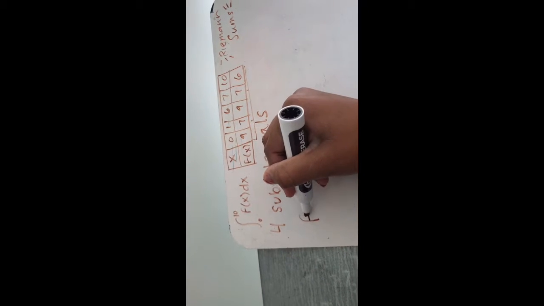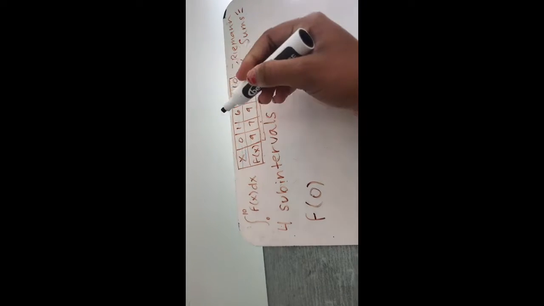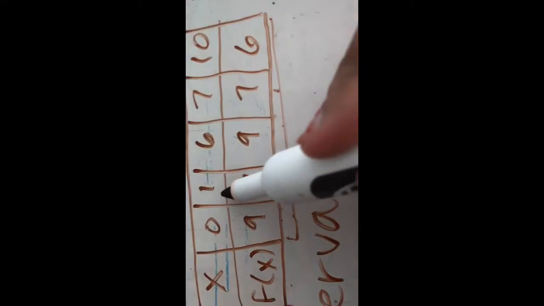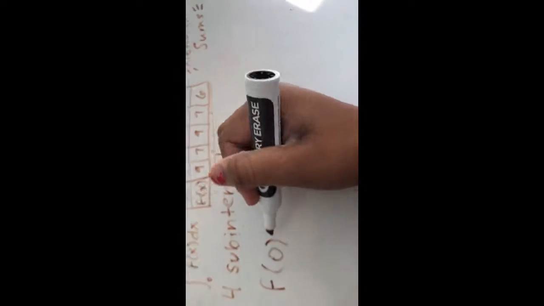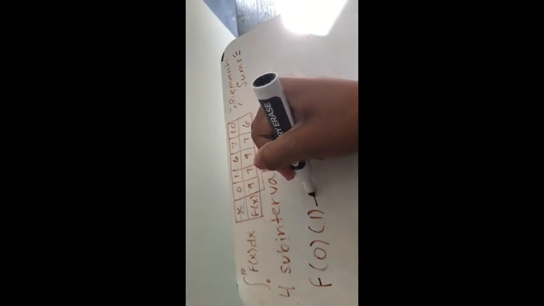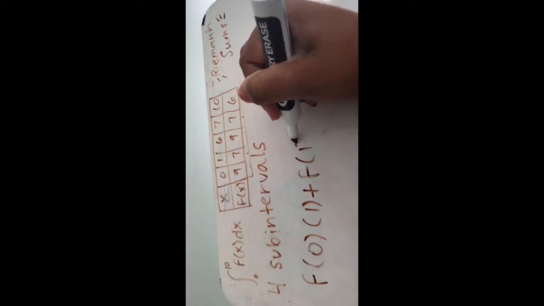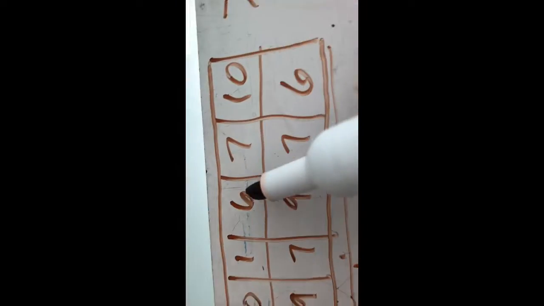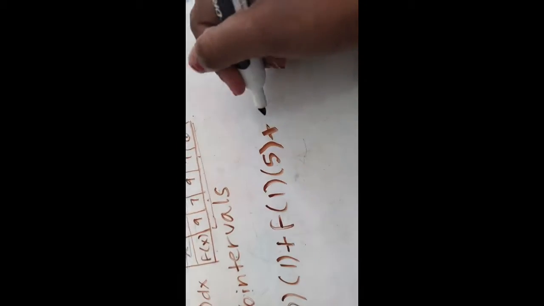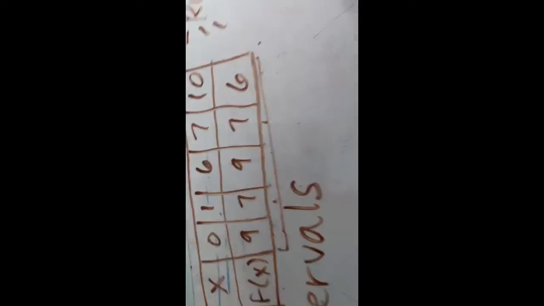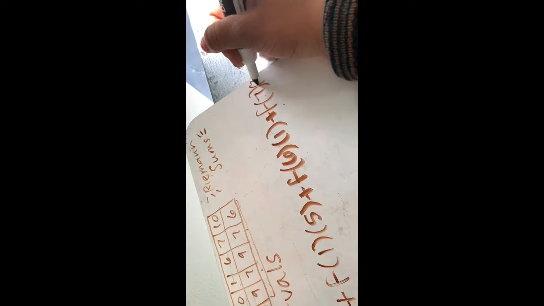F of 0, because we're starting from the left. And then we're gonna look at the width between these two things. So 0 to 1, that's just 1. So f of 0 times just 1 plus f of 1, because we're going to the left, times how much is between 1 and 6? Just 5. Plus f of 6 times 1 plus f of 7 times 3.